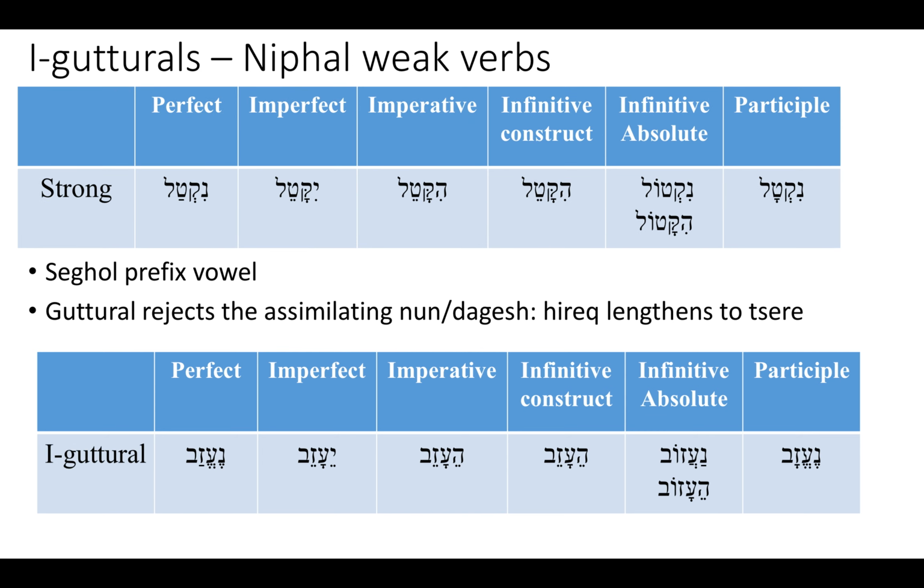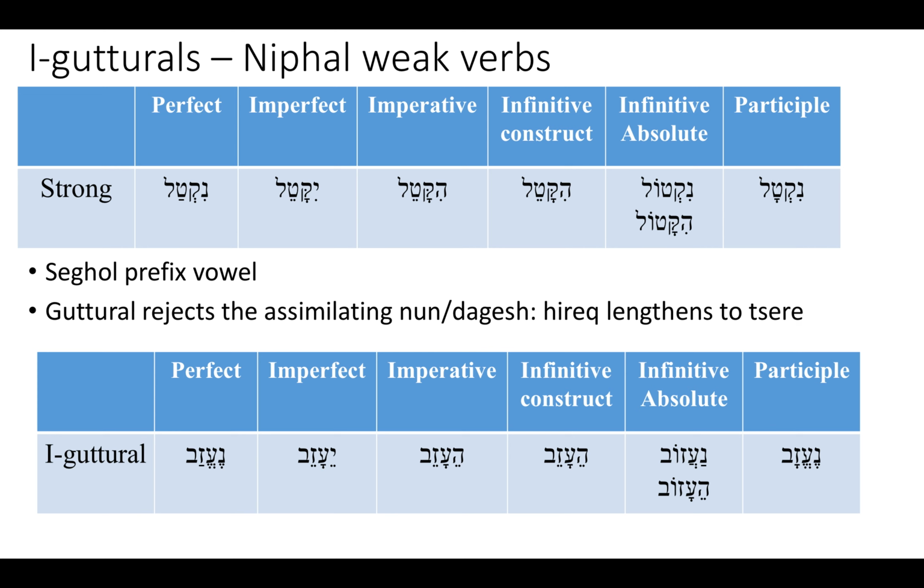So with first gutturals, if you remember, gutturals cause vowel changes as well. This is going to cause changes to the prefix of the Niphal, and then the Niphal gutturals also reject the assimilating nun, and they don't take the dagesh, so that's going to cause compensatory lengthening in the prefix vowels. So if you look at the first guttural perfect form with the strong verbs, we have niktal. In the weak verbs with the first guttural, we have ne'etsav. So these forms take a segol prefix vowel, impacted by the guttural there in the first position.